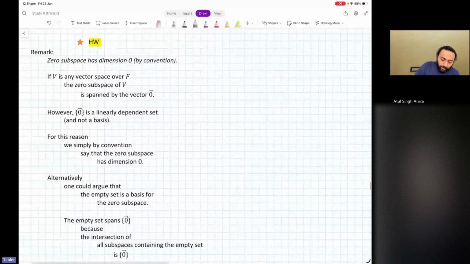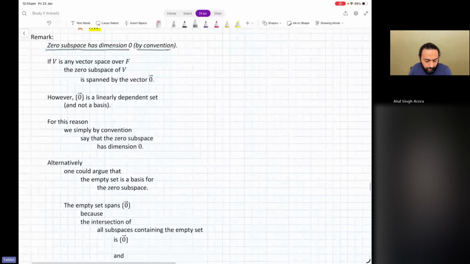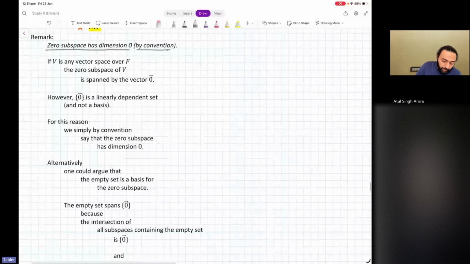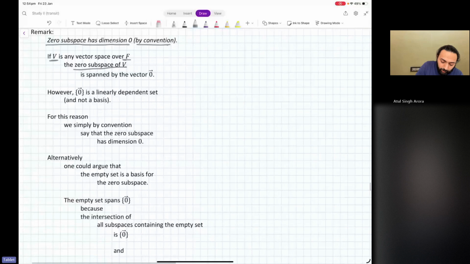All right. So the remark now is that the zero subspace has dimension 0 by convention. This part is very straightforward. There's nothing very deep happening here. So what we are arguing here is that if V is any vector space over F, the zero subspace of V is spanned by the vector 0.